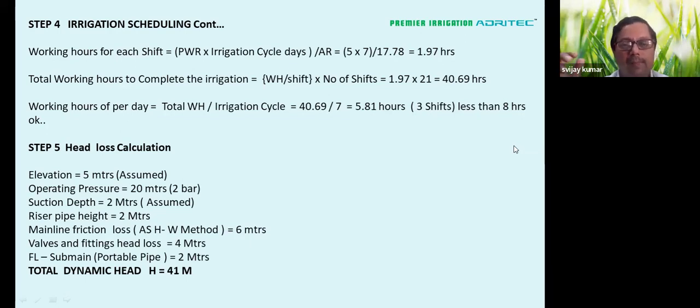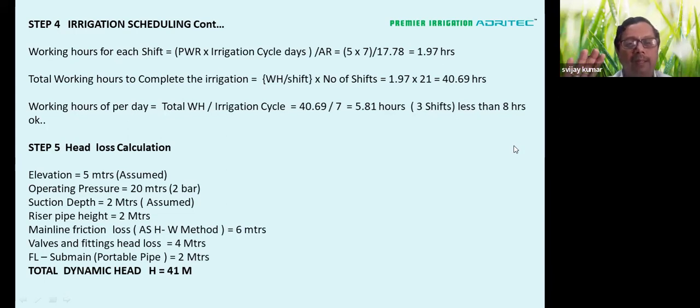So in our design, you can even take 3, or you can even try for 4, no problem. This is an iteration which you can try out. And therefore, in this particular example, I have taken around 3 shifts, so less than 8 hours, and I am able to complete my irrigation by providing 3 rain guns.